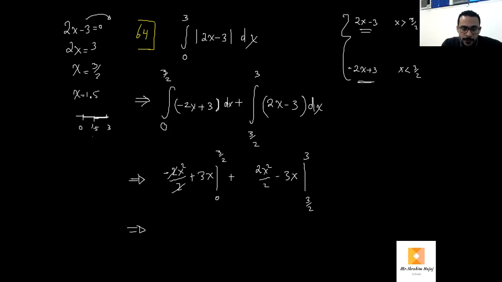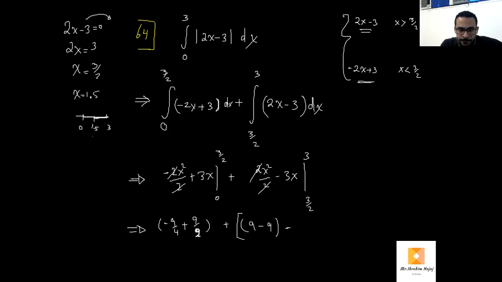Cancel out the 2s, simplify 3 over 2 squared, multiply by negative, and then add 3 times 3 over 2. It's 9 over 4, so we have negative 9 over 4, and then plus 9 over 2. This is the first part, plus 0, which is of course 0. When we evaluate at 3, cross out the 2, so we have 9 minus 9, which is 0.